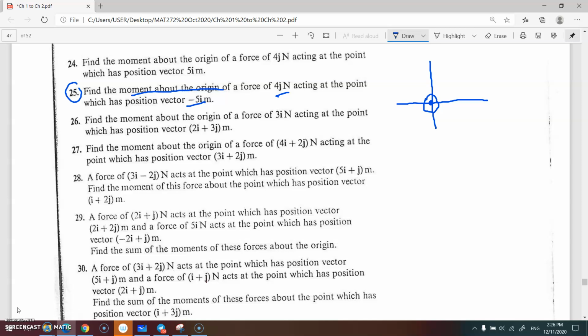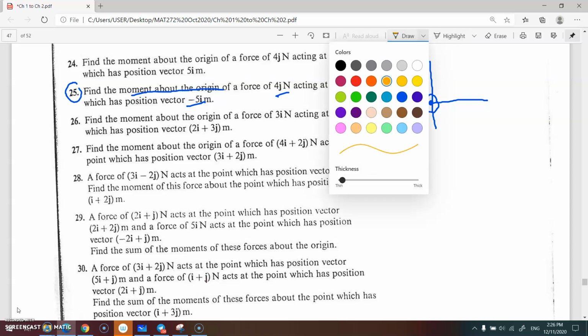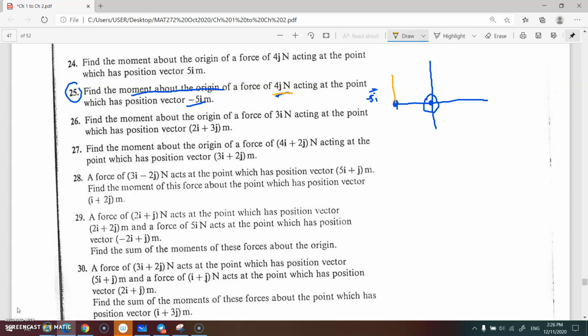So in IJ form, I would be in the x axis. So let's say this is negative 5. So we have negative 5 position vector here. So the force is 4J. So means that the force of 4J starts from here. So J is in the vertical form. So 4J will be here. So the moment will be here.